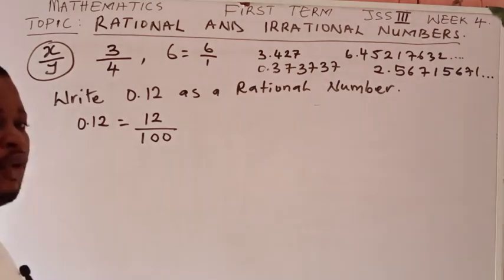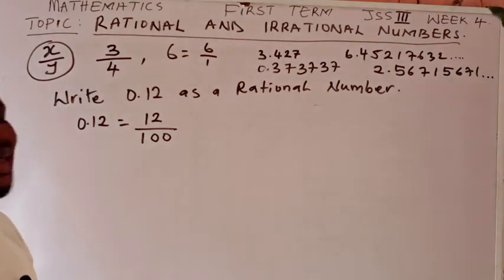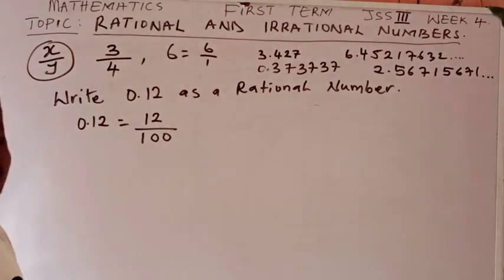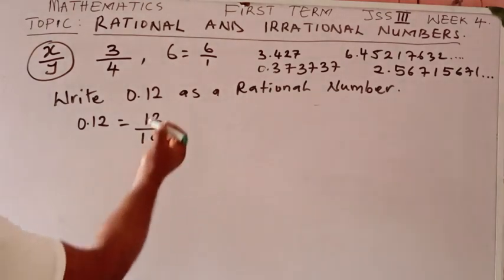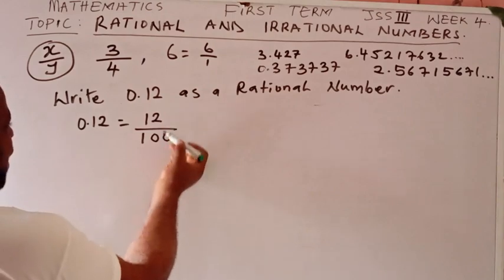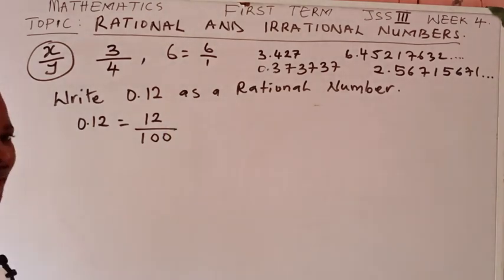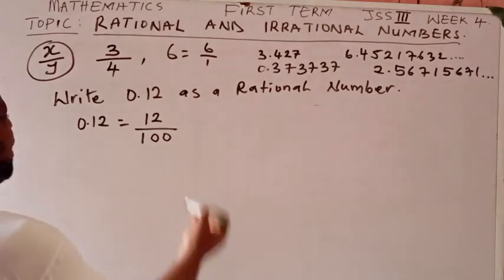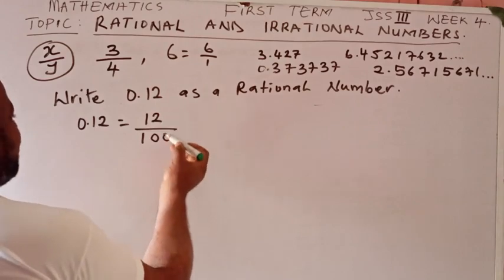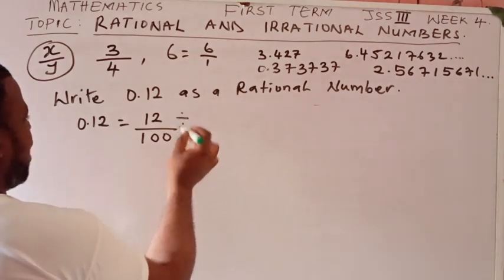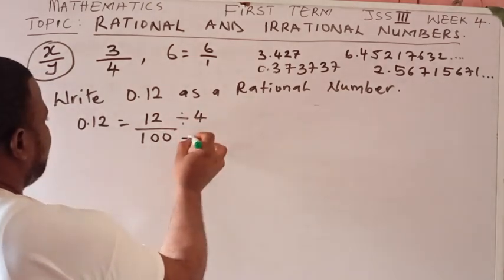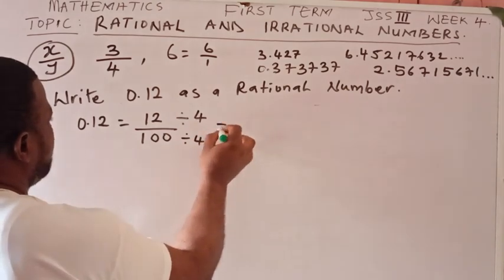Now you look for numbers that can divide the up number and the down number without a remainder, the same number. If you look at it very well, you will see that 2 can divide here and here without a remainder. Another number that can divide here and here without a remainder is 4. So let's divide it by 4, the highest number. Divided by 4, divided by 4.